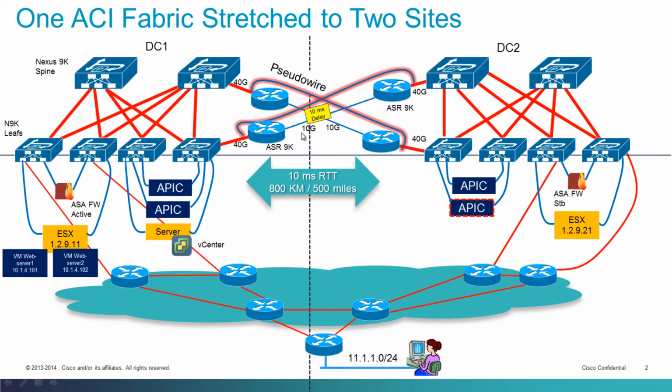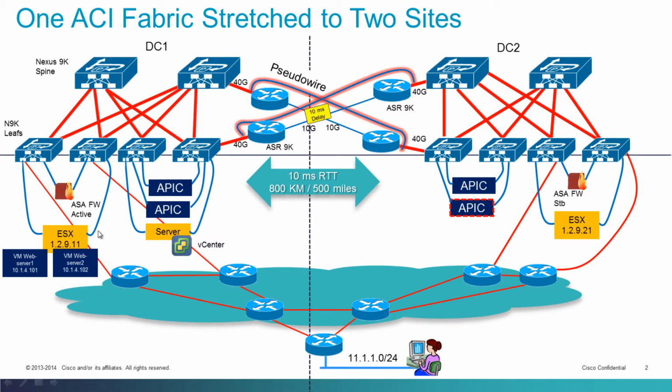However, it's also important to realize that we have validated the ACI Stretched Fabric when the links between the data centers have up to 10 milliseconds round trip time, which would allow you to deploy this solution when the data centers are located up to 800 kilometers or 500 miles apart. So during this demonstration, what I would like to show you is this single ACI fabric stretched and interconnected, in our case here, with an EoMPLS that's going across a 10 gig link with 10 milliseconds delay.